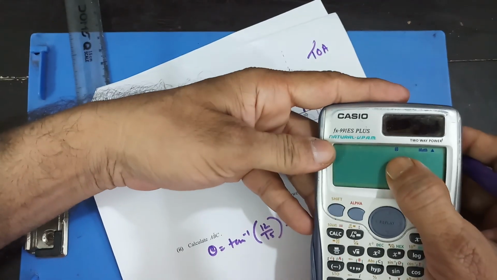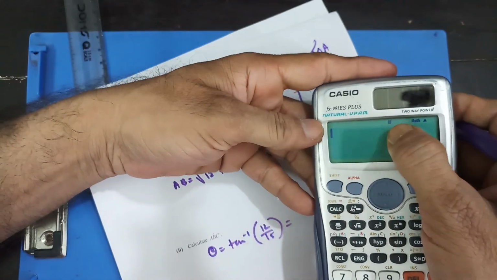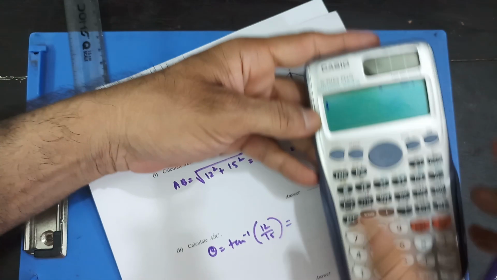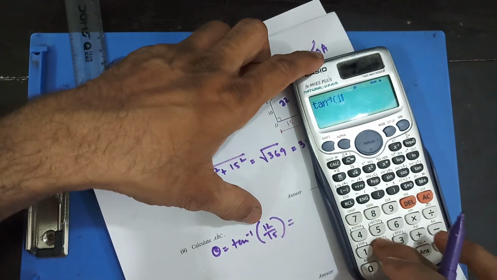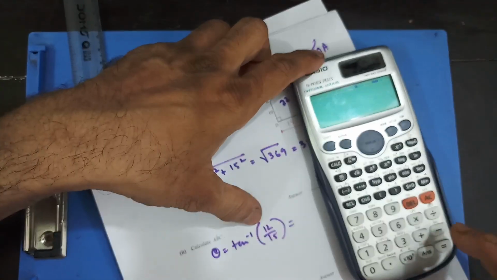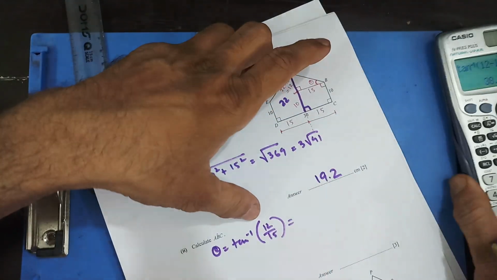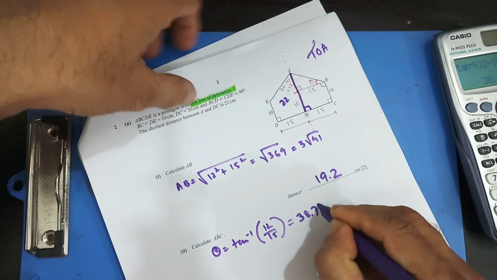And check your calculator if it's in radian mode or degree mode. Mine is in degree mode, so we are okay. Tan inverse of 12 divided by 15. I got 38.7, so this is 38.7 degrees.